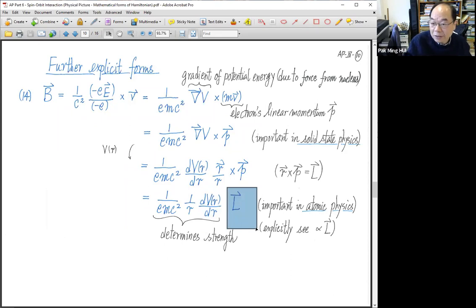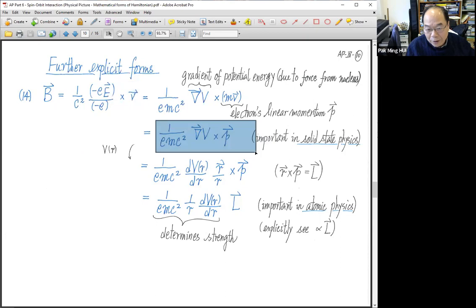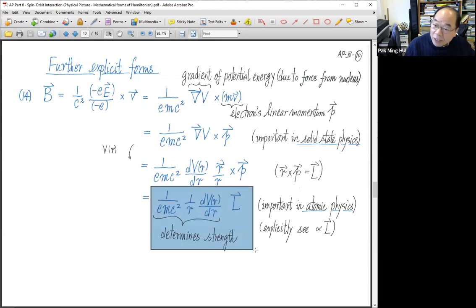You need P states to start with. S states will not work. They will have no contribution. So let me summarize. On this page, I start off with the known result, and then I turn it into 2 different useful forms. One is this one. For those who will do band structure, energy band calculation for your project, etc., you need this form. For those doing atomic physics, you need to know this, all right?